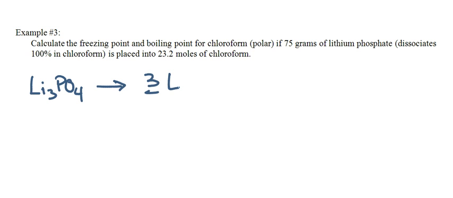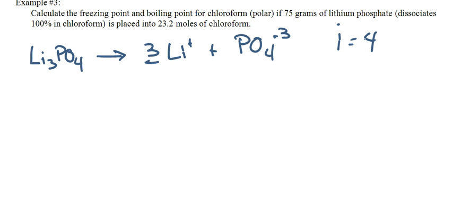So 3 lithium ions plus phosphate. And again, phosphate is a polyatomic. Polyatomics act like molecular compounds. We're not going to break those down any further. So the van 't Hoff factor here is 4. So keep polyatomics together. Never ever dissociate the polyatomics, only the metals that come with the polyatomics or the non-metals, depending on what we're looking at.